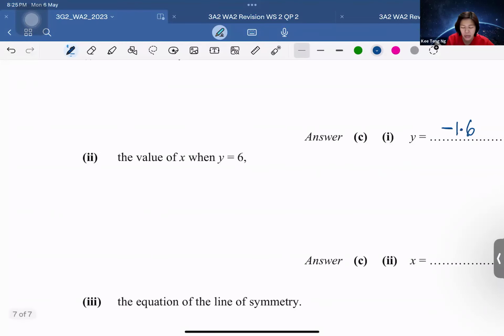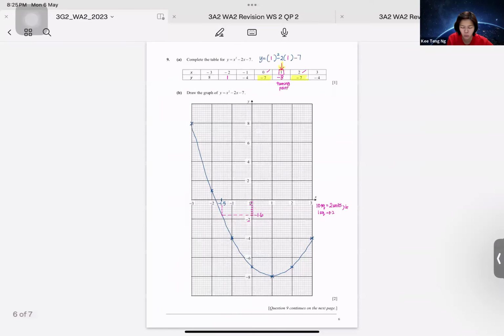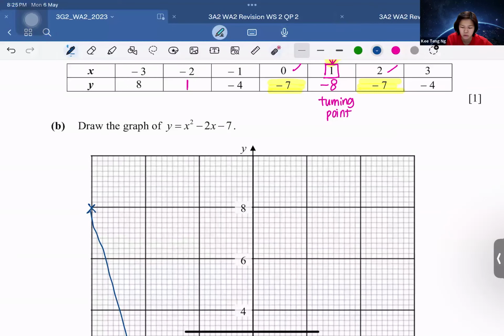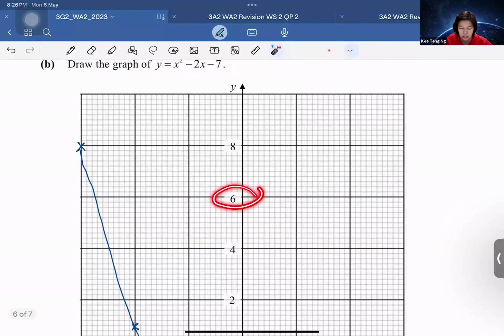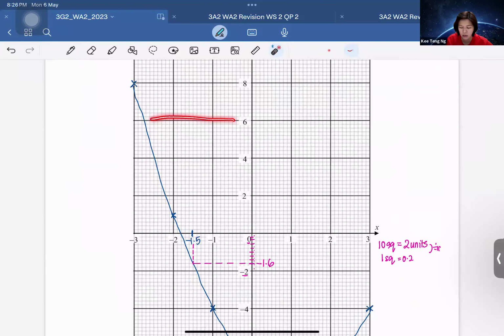Next, find the value of x when y equals 6. So y is equal to 6 now, find the value of x. So we go to the y-axis. Y equals 6 here. Oops, my graph only has one side, right? It didn't extend to the other side because I have no graph over here. So in this case, that means there's only one answer.